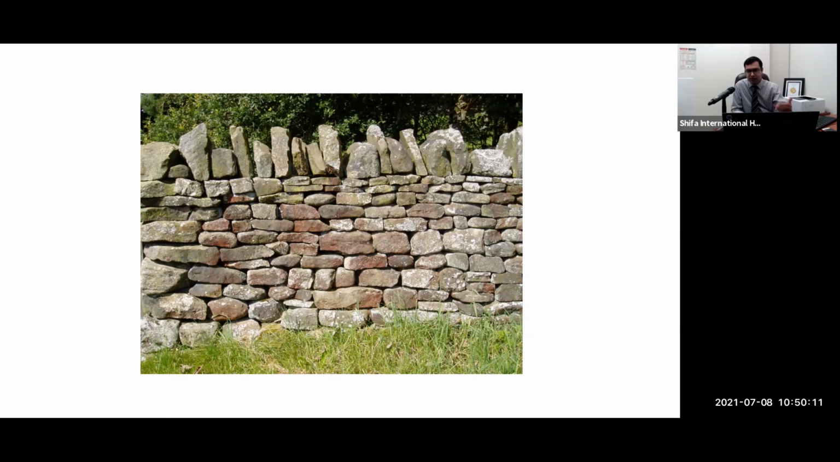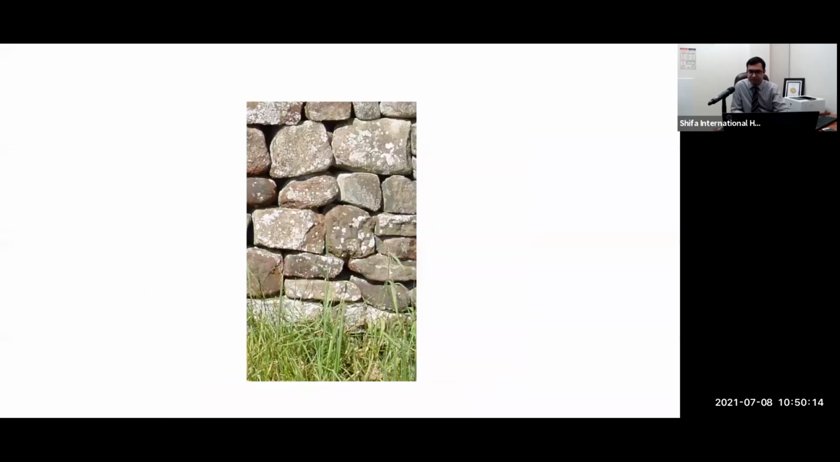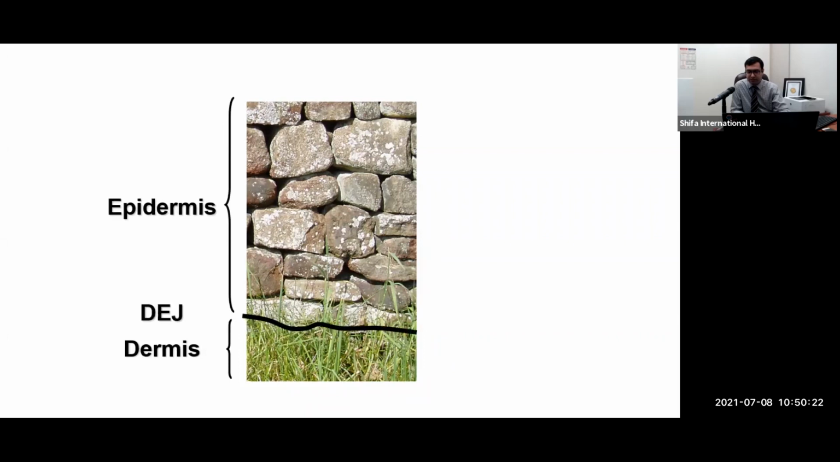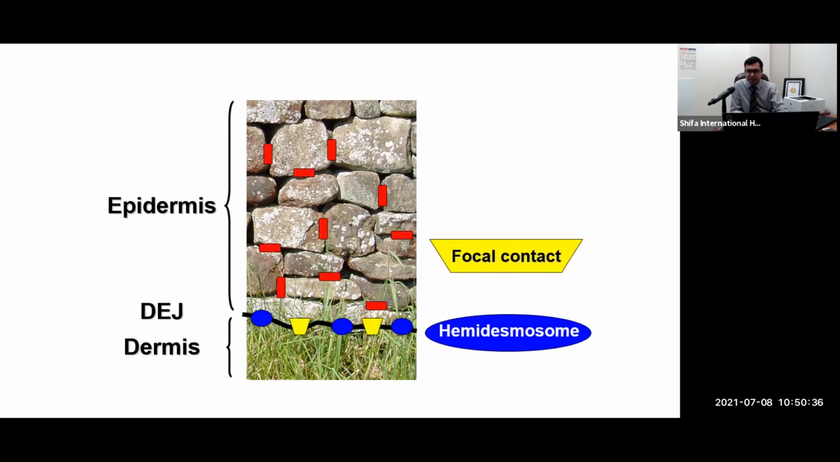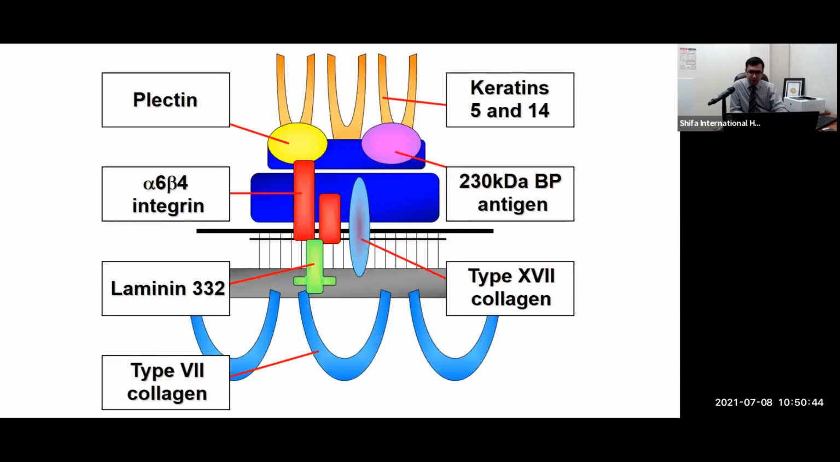So think about this wall. This is skin, and all these bricks are cells. So you can see dermis and epidermis, and then the dermoepidermal junction. This is where EB can affect different parts of the skin. In the dermoepidermal junction, we have hemidesmosomes and other focal contact points, and then obviously in the epidermis, we have desmosomes. Once you think about the underlying pathophysiology and etiology of EB, it's complex. It's not easy. Well, I will say it's not for the faint-hearted.